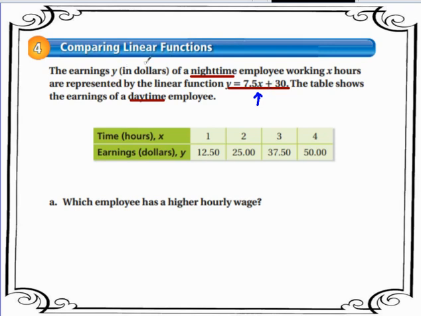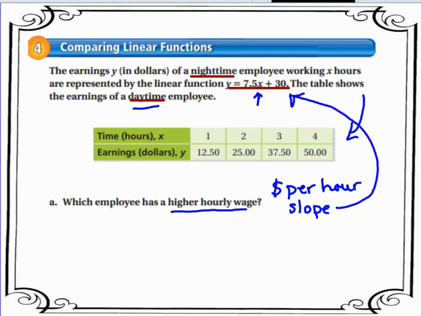It says the earnings Y in dollars of a nighttime employee working for X hours are represented by the linear function Y equals 7.5x plus 30. Now, on the other hand, the table shows the daytime employee. Which one has a higher hourly wage? When we talk about hourly wage, that means dollars per hour, which is the slope. So looking up here at the first equation, the slope of this, the nighttime worker, makes $7.5 or $7.50 per hour.